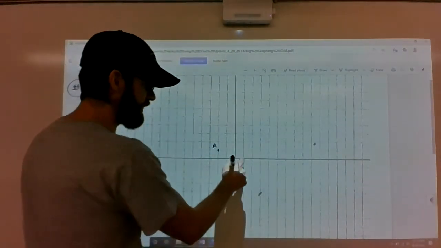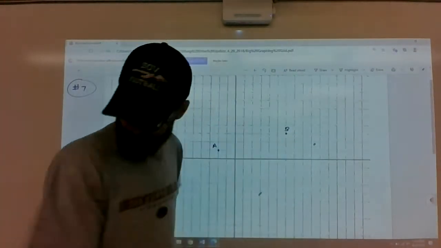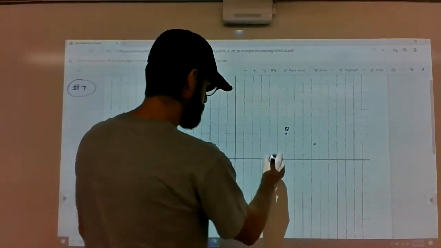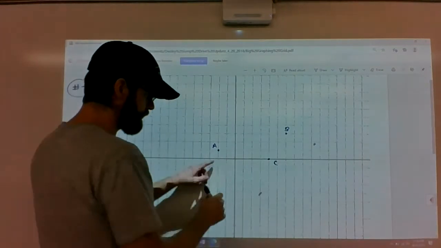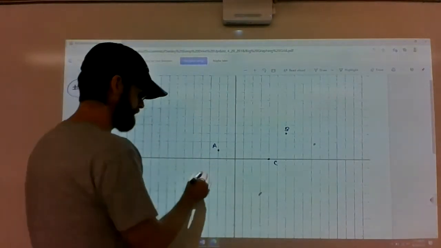Then we have 6, 3. 1, 2, 3, 4, 5, 6. 1, 2, 3. 4, 0. And then negative 1, 2, 3, 4, down 2.